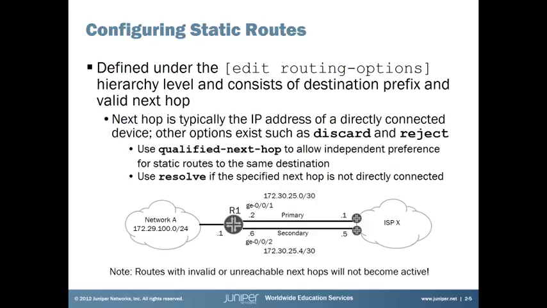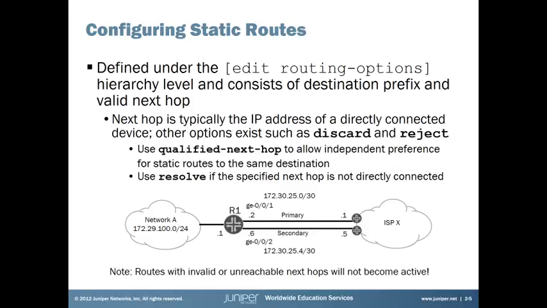So where do we define static routes? They are defined under the edit routing-options hierarchy. And when we configure them, they will consist of a destination prefix, which is the network we're routing to, and the next hop. So it's nothing unusual. This is standard stuff that we're used to. We're going to say what network we're routing to and the next hop. So what is the next hop? Well, it's the IP address of a directly connected device. We can look at other options, and we will look at why we would want to use these other options such as discard and reject as a next hop. We'll actually show you why we want to do that.